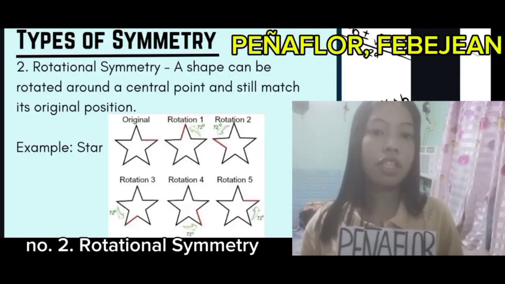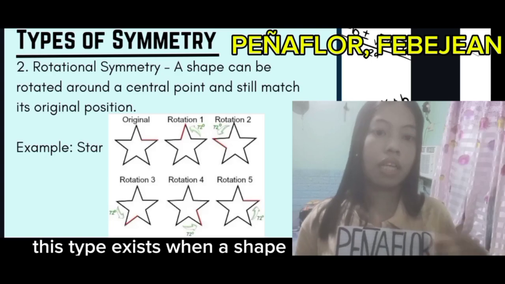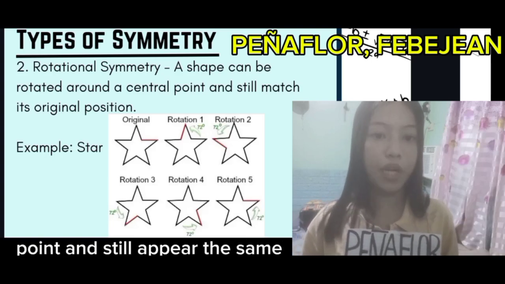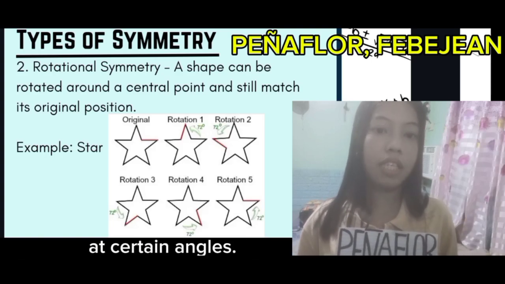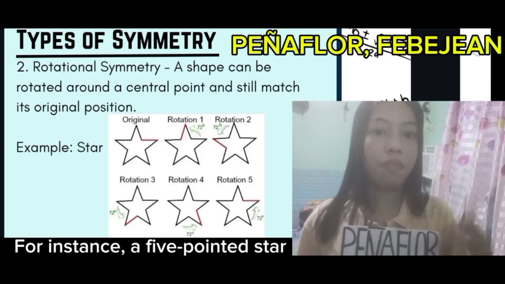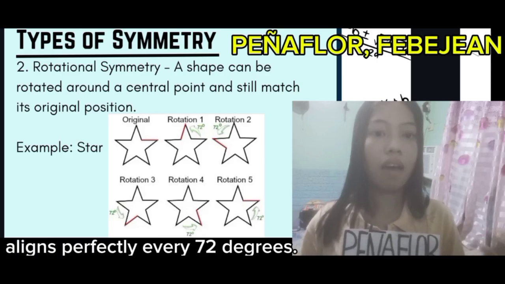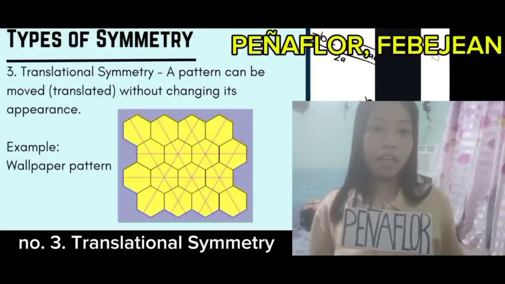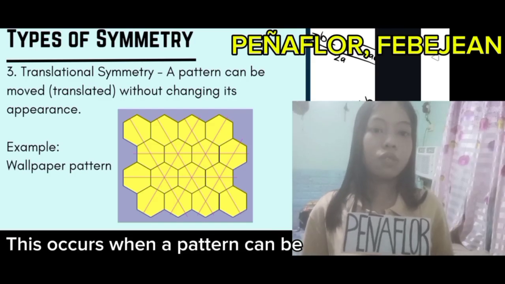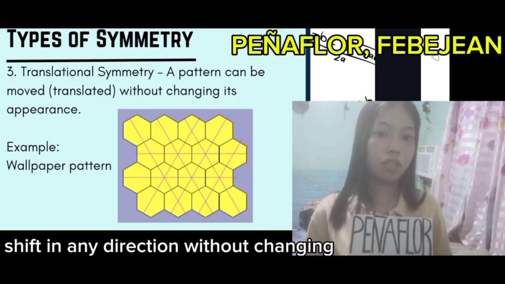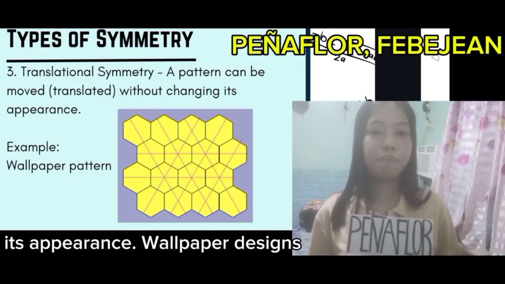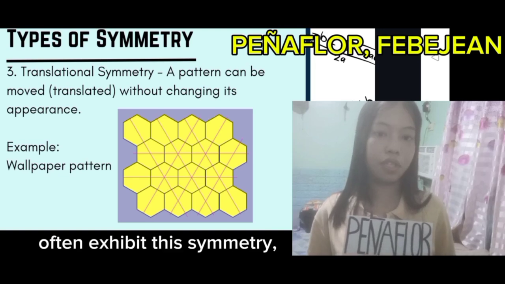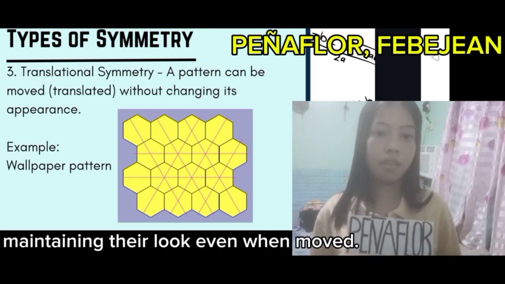Number 2. Rotational symmetry. This type exists when a shape can be rotated around a central point and still appear the same at certain angles. For instance, a 5-pointed star aligns perfectly every 72 degrees. Number 3. Translational symmetry. This occurs when a pattern can be shifted in any direction without changing its appearance. Wallpaper designs often exhibit this symmetry, maintaining their look even when moved.